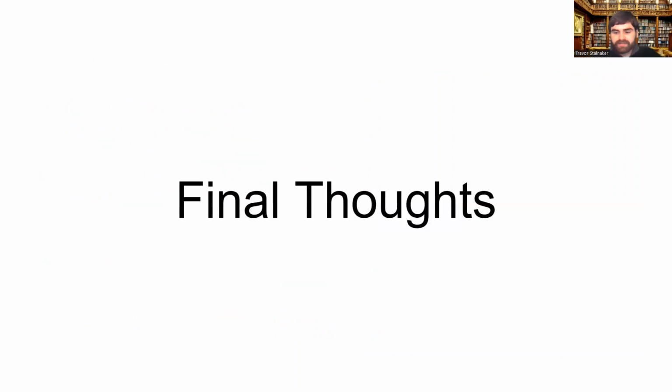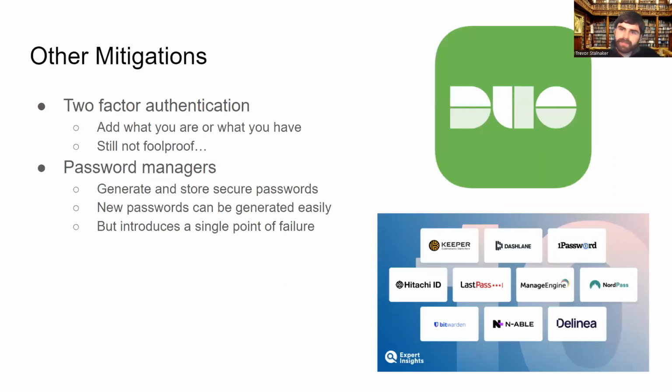So some final thoughts. There are other mitigations here as well. Two-factor authentication is a good one. One factor would be what you are. That would be biometrics, things like fingerprint scans or facial recognition. These are some of the more common ones. Even how you type, how you walk, these sorts of things. It's what you are.